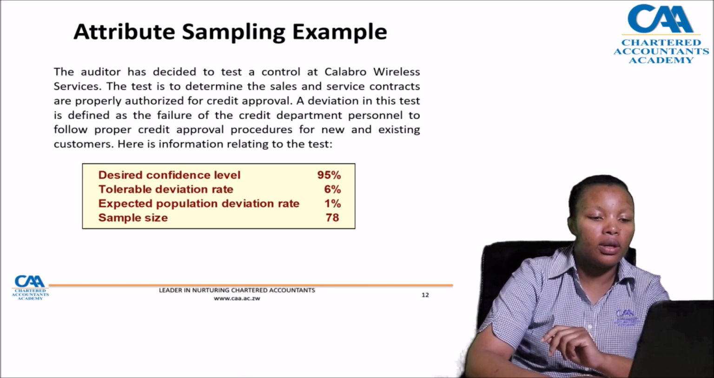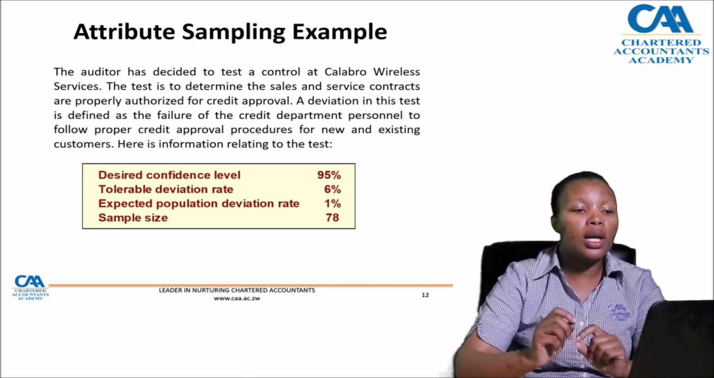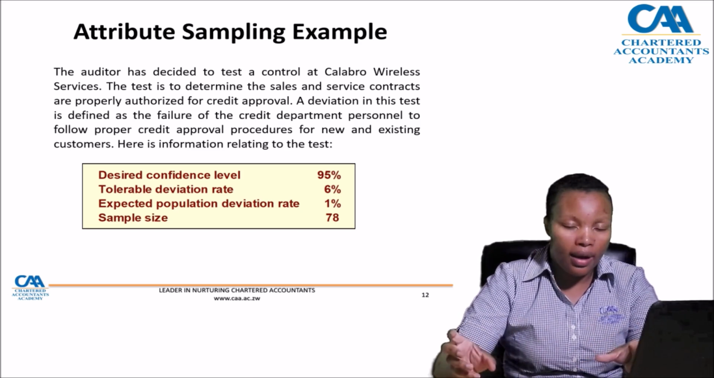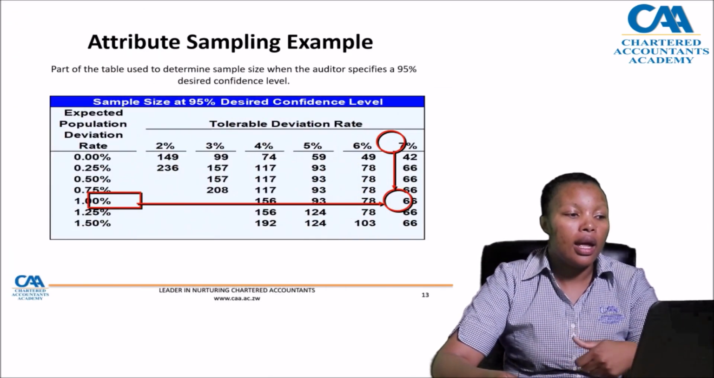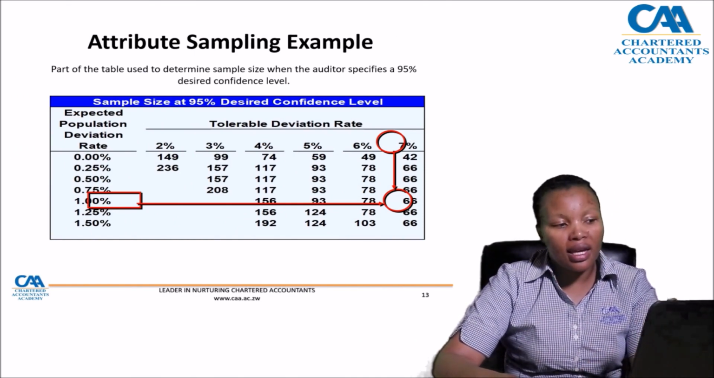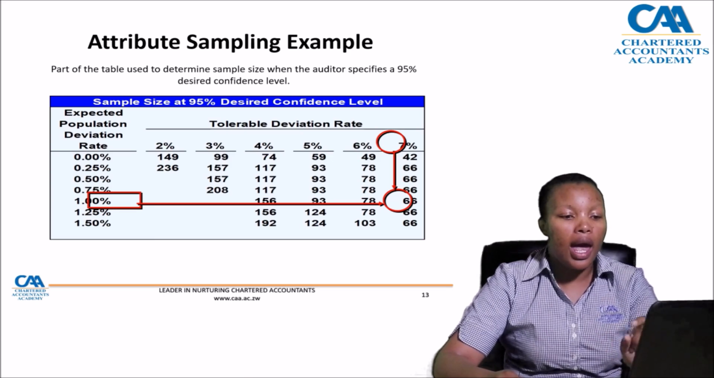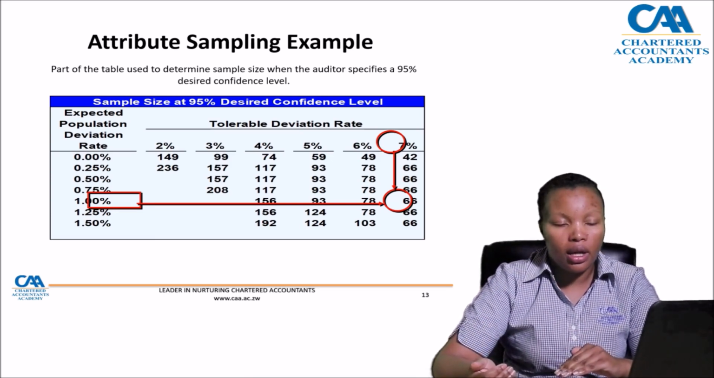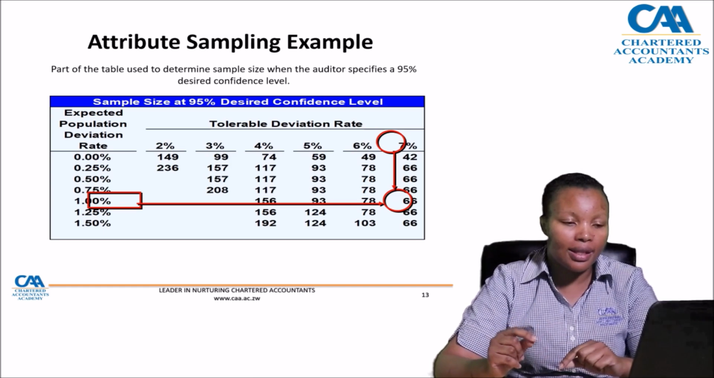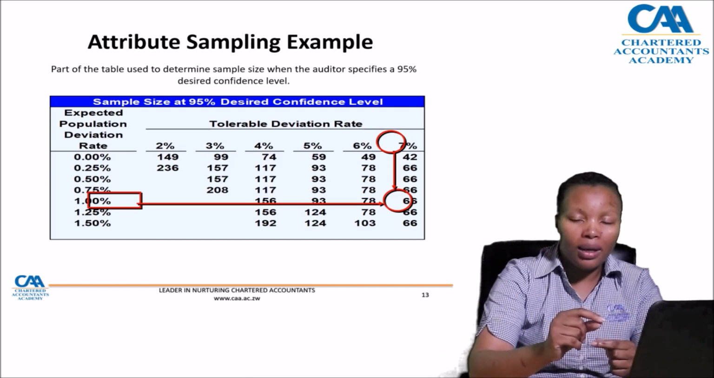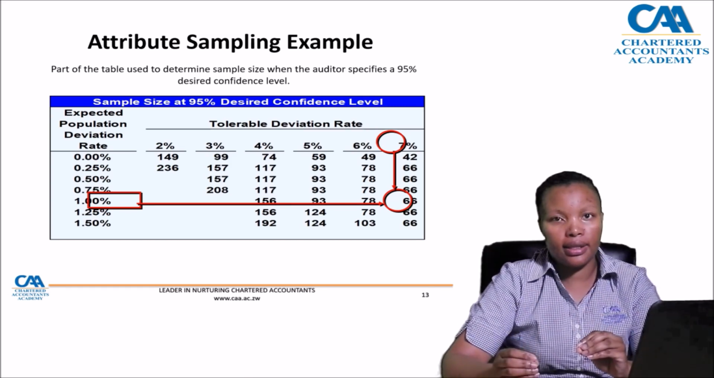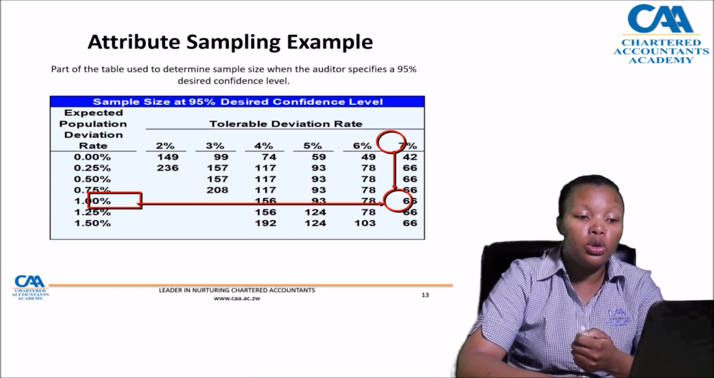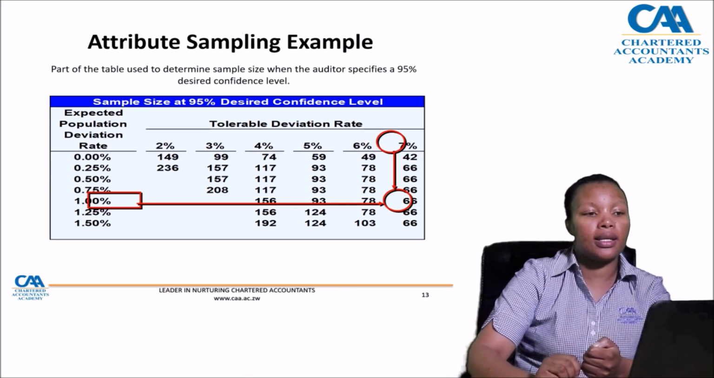Let's see how maybe they would have come up with a sample size. You can use, let's say, Excel. Excel can be used in coming up with this. So you have your table in Excel and you can use your tools in Excel. As you can see on our table, the expected population deviation was at 1%. If you go straight with that, there's the tolerable deviation rate. And remember, the tolerable deviation rate was 6%. Therefore, at 6% and 1%, your sample size is 78. That is how an Excel table would have been used to come up with the sample size.